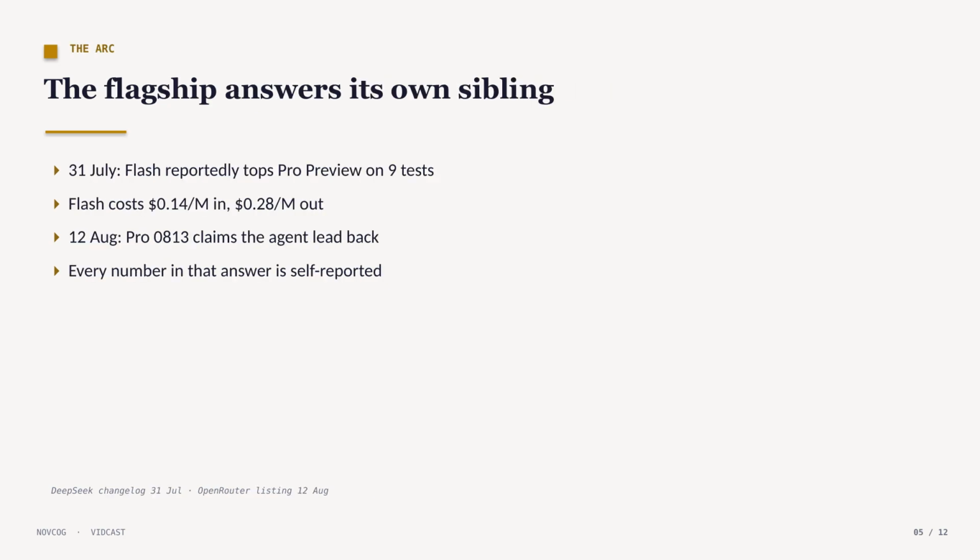Here is the irony that makes this release interesting. On 31 July, DeepSeek's cheap model, V4 Flash, at $0.14 per million input tokens on a cache miss, was reported to beat the V4 Pro preview on 9 agent benchmarks. Two weeks later, the flagship's general release arrives, and its headline claim is precisely that it has retaken the agent lead. So the question is not whether V4 Pro is good, it is that a 1.6 trillion parameter flagship had to answer its own cut price sibling, and every number in that answer is currently self-reported.